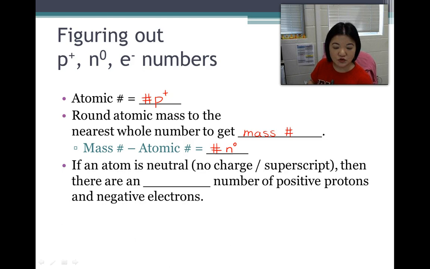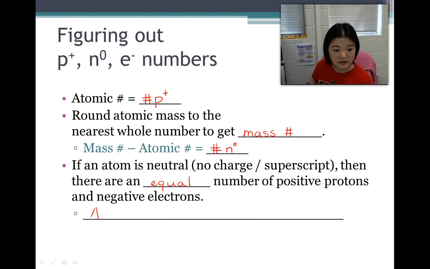If an atom is neutral, that means that there is no charge, so there's no superscript on its symbol, then there are an equal number of positive protons and negative electrons. Therefore, the atomic number is equal to the number of protons, and it's also equal to the number of electrons.